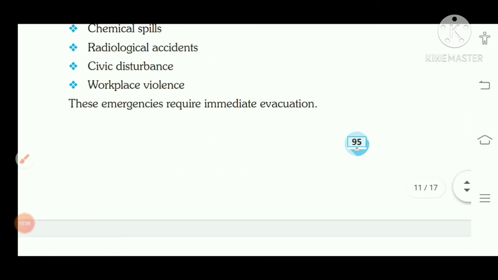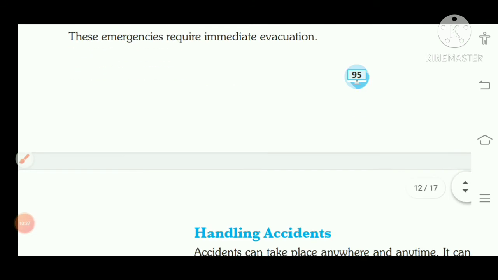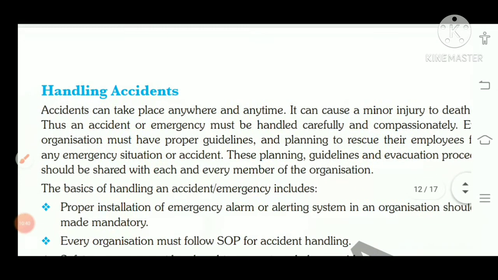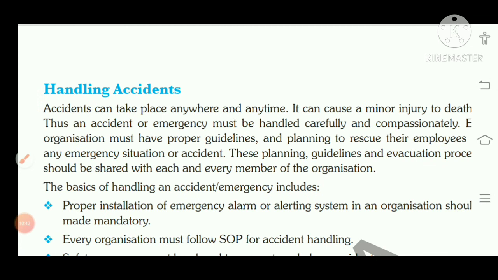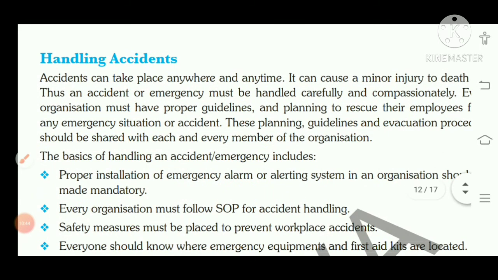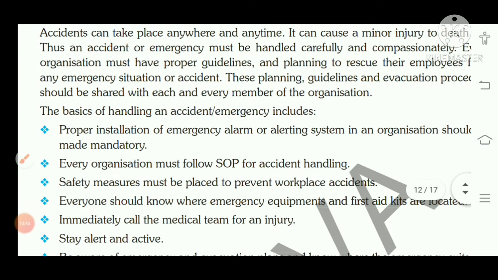So these emergencies require immediate evacuation. What does emergency evacuation require? Handling these accidents. So how can we handle these accidents? First is proper installation of an emergency alarm or alerting system in the organization, and it should be made mandatory. If such an alarm is there, when you start that alarm, you can call someone for help if you are in such an emergency situation.